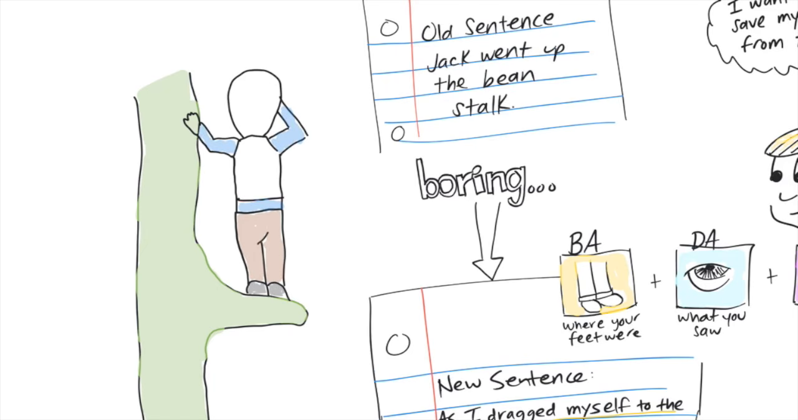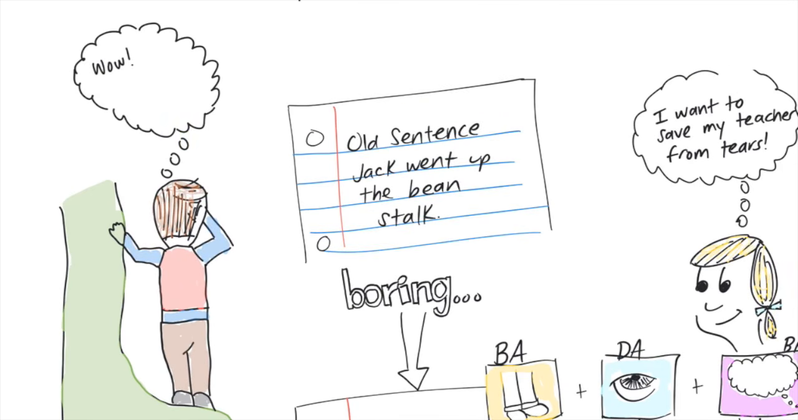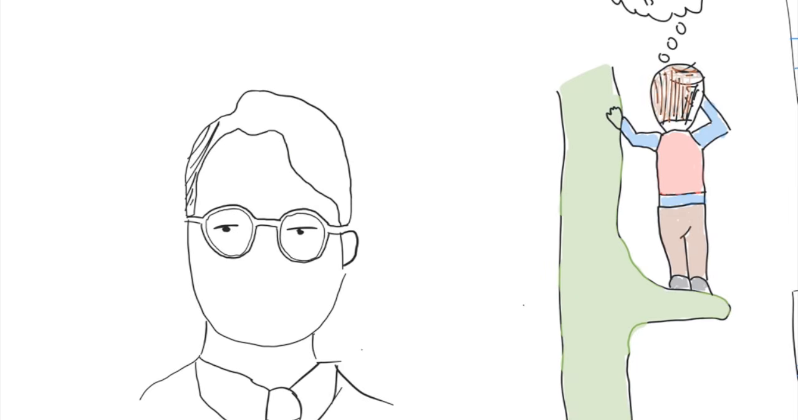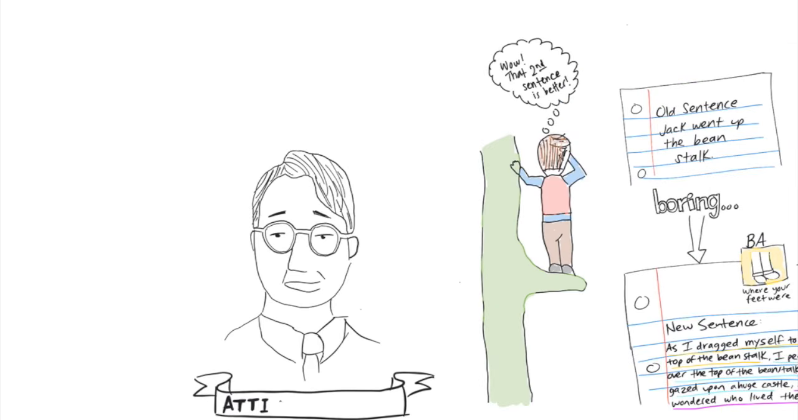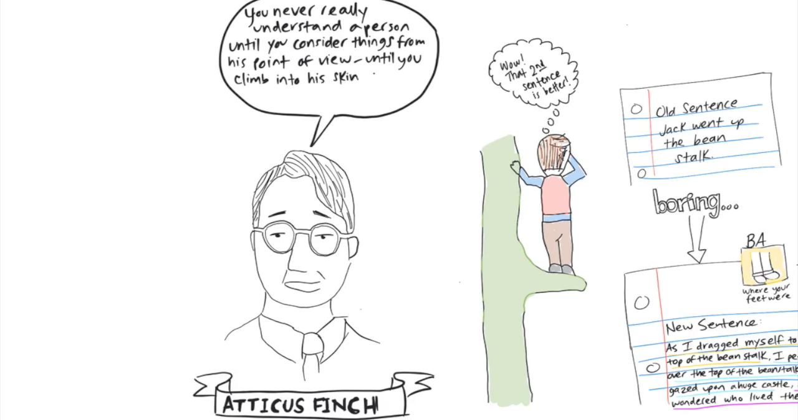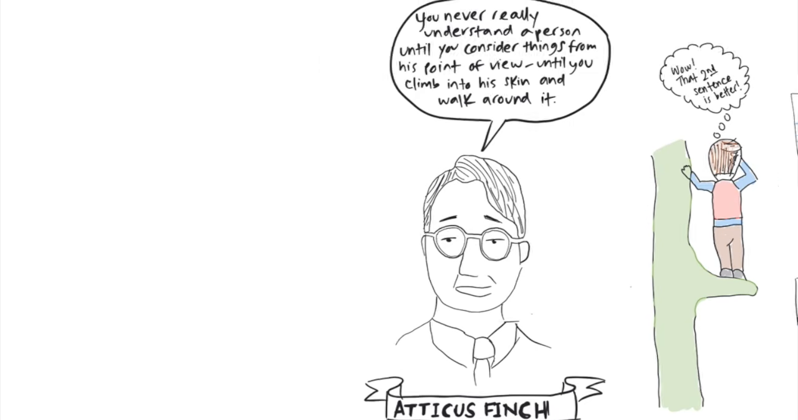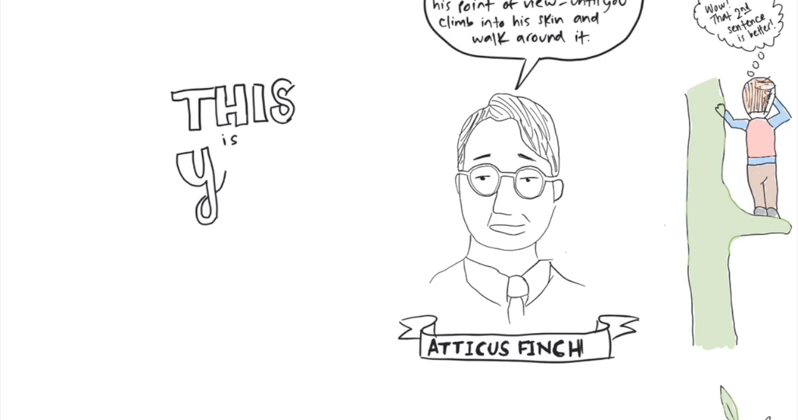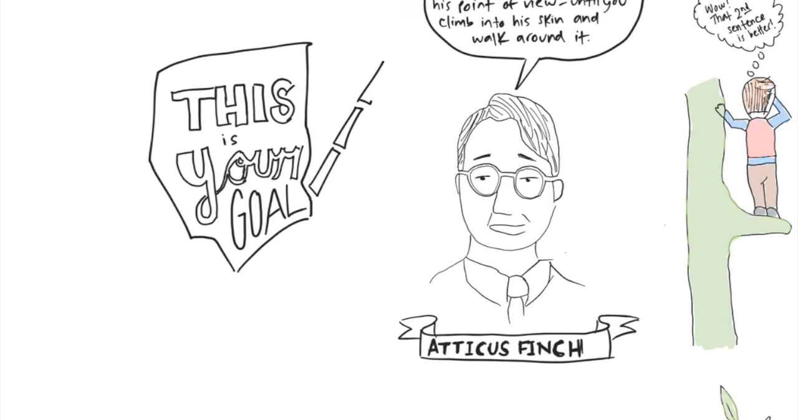Now, you may be thinking, what about that makes it really good? And I'm going to let one of my good friends, Atticus Finch, from the book To Kill a Mockingbird, explain it. He says, you never really understand a person until you consider things from his point of view, until you climb into his skin and walk around in it. And that's what bada bings do. They force your reader to see things from your perspective.